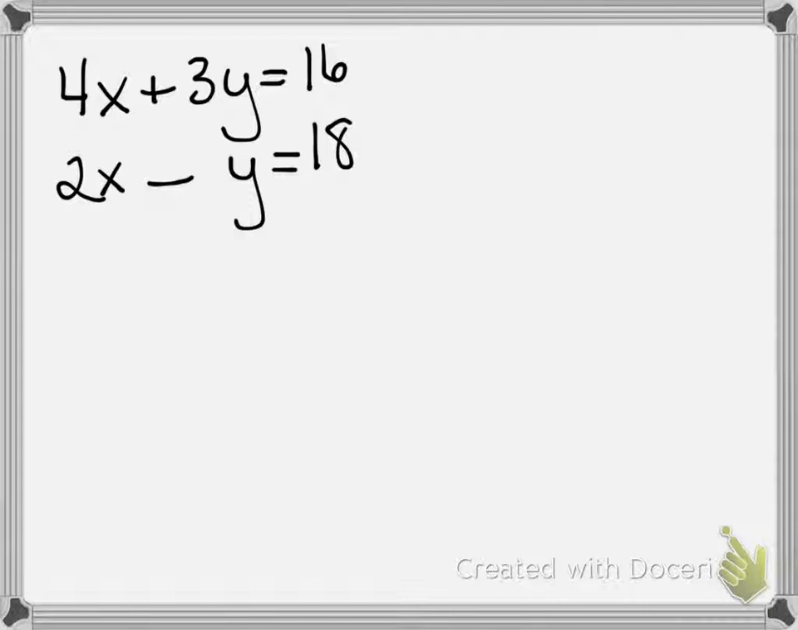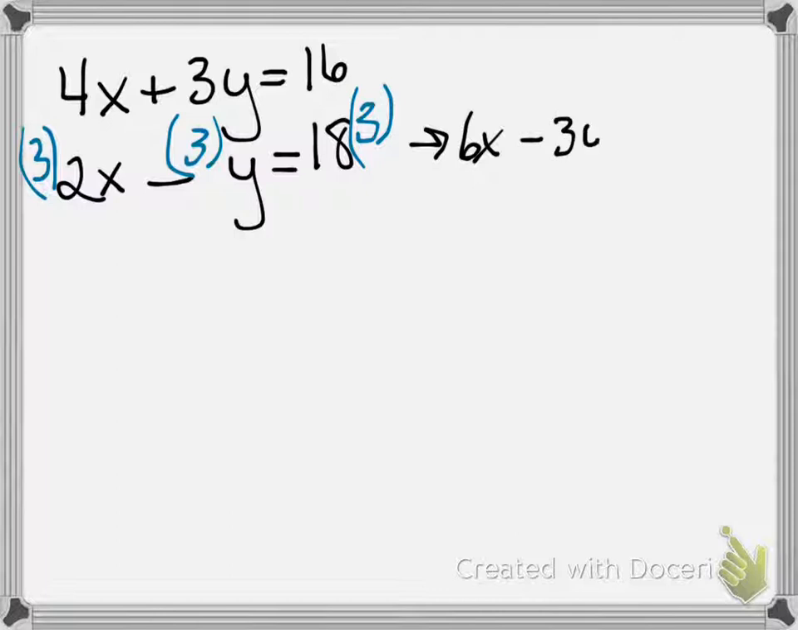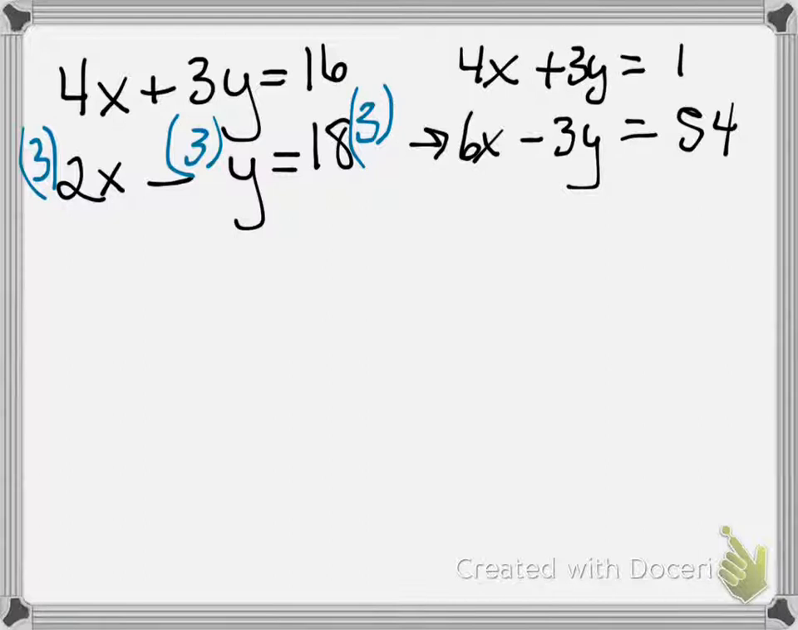In the second equation, it makes sense if I multiply each and every term here by a 3. So I'm going to multiply all of the terms by a 3. Taking the first one, 3 times 2x would give me 6x. Minus 3 times y would give me minus 3y. 3 times 18 would be 54. Okay, so now I'm going to just copy the top equation down. 4x plus 3y equals 16.